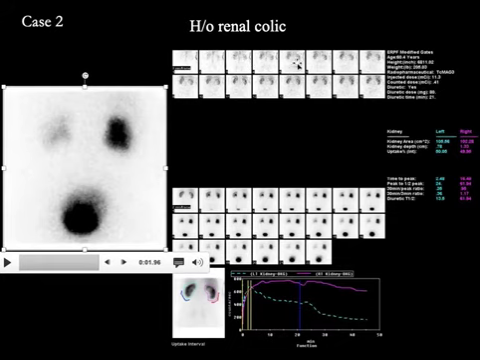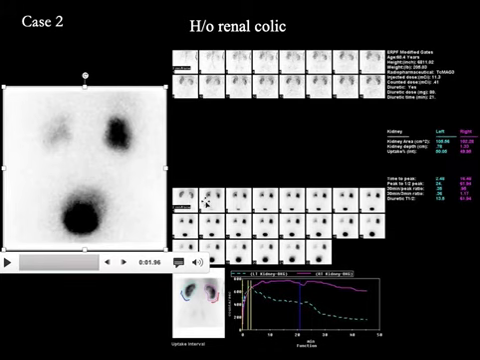These flow images show symmetric blood flow to both kidneys, so the blood flow is not compromised. The appearance of obstruction on a renal scan depends on the chronicity of obstruction. If the obstruction is acute, we can see a renal scan like this, where the flow is preserved, the function is preserved, but there is stasis which does not respond to Lasix.